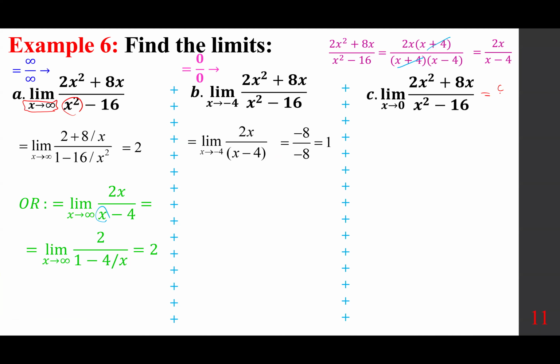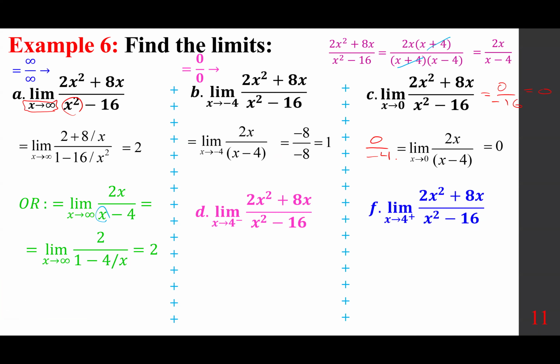In this case, if you plug in, actually, it happened to work just the way it is. If you plug in, you get 0 over minus 16, which is 0. But working with the factored format also will give you 0 over minus 4, which is 0. So it doesn't make any difference.